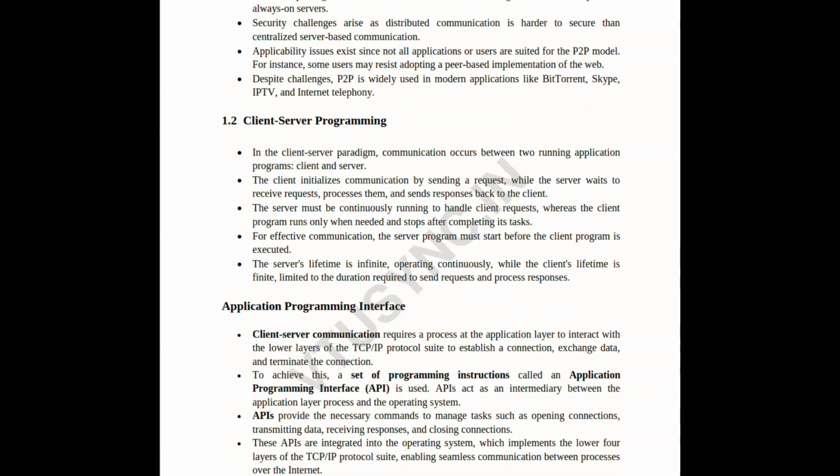Then moving on to client-server programming. In the client-server paradigm, communication occurs between two running application programs called client and server. The client initiates communication by sending a request, while the server waits till the request is received, processes it, and sends a response back to the client.